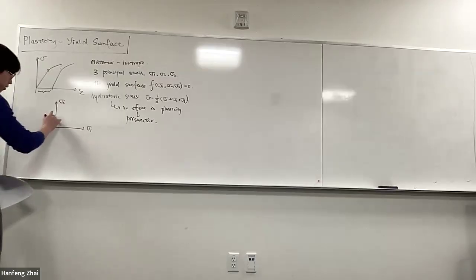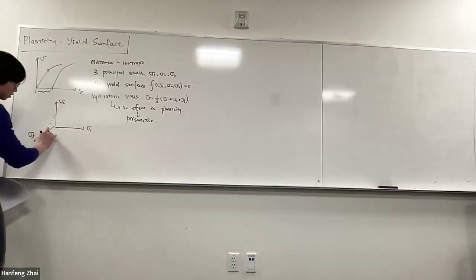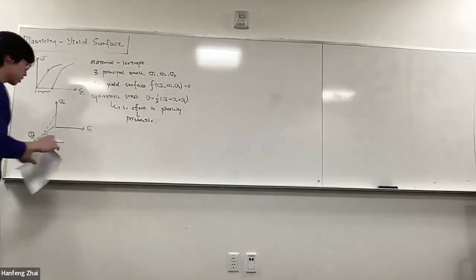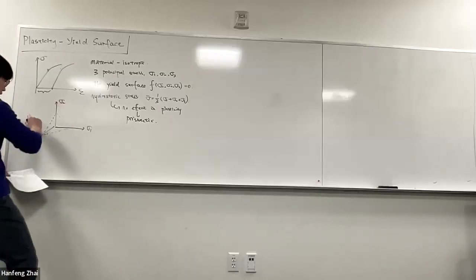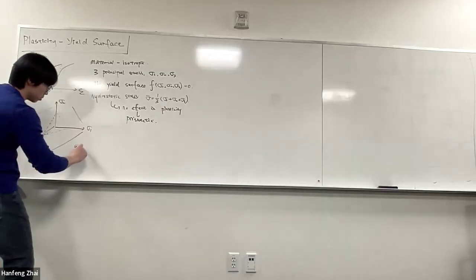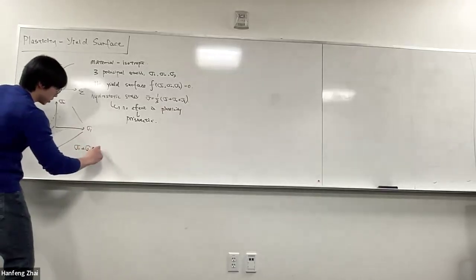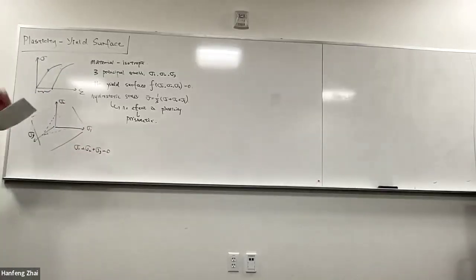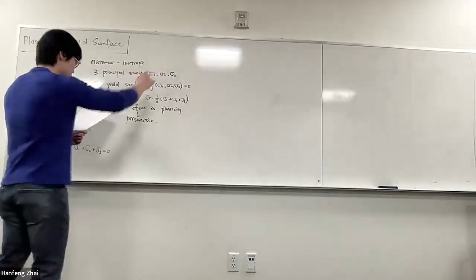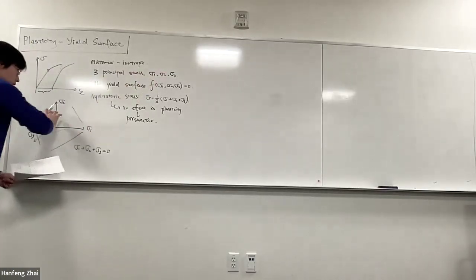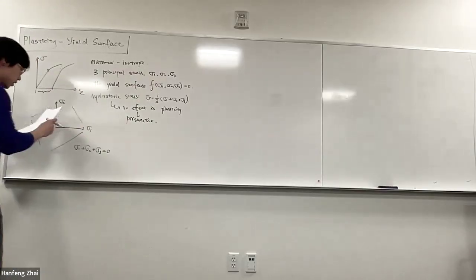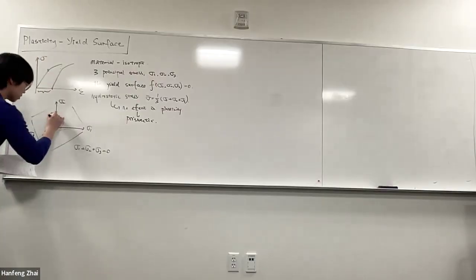And if I define this surface that intercepts all three axes, we can call it the pi plane. This surface is sigma 1 plus sigma 2 plus sigma 3 equals 0. Then the yield surface of a material that's described by the three principal stresses looks kind of like a cylindrical shape outwards, but not exactly cylindrical. This is what I call prismatic. So it looks roughly like this.